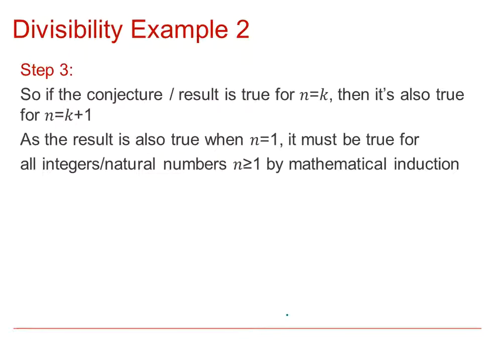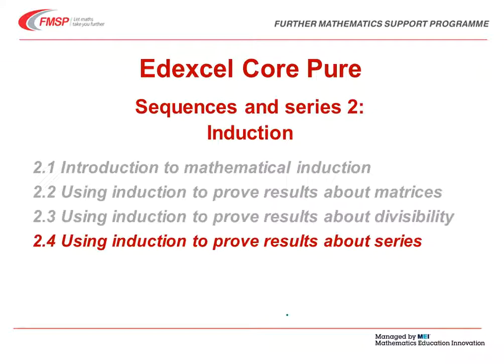So just the conclusion step now. So if the result is true for n equals k, then we've shown that it would also be true for n equals k plus 1. And as the result was true for n equals 1, it must be true for all integer values of n at least as big as 1 by mathematical induction. In the next session we'll be looking at using induction to prove results about series.